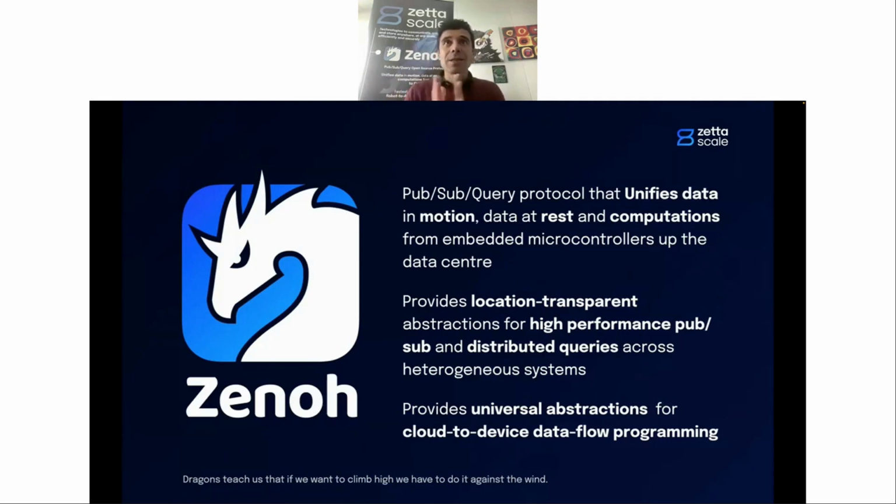But so Zenoh is a PubSub query protocol that unifies data in motion, data at rest, and computation, as we will see, from the embedded microcontroller up to the data center. And again, you get location transparency both for data in motion, so for PubSub, as well as for distributed queries. That means that you can issue a query in a query language, and you don't need to know where the databases are, which is great. Zenoh, as we will see, figures out where is the optimal place to go and fetch the data, which is precisely what you would want to do in order to be able to build systems that scale.